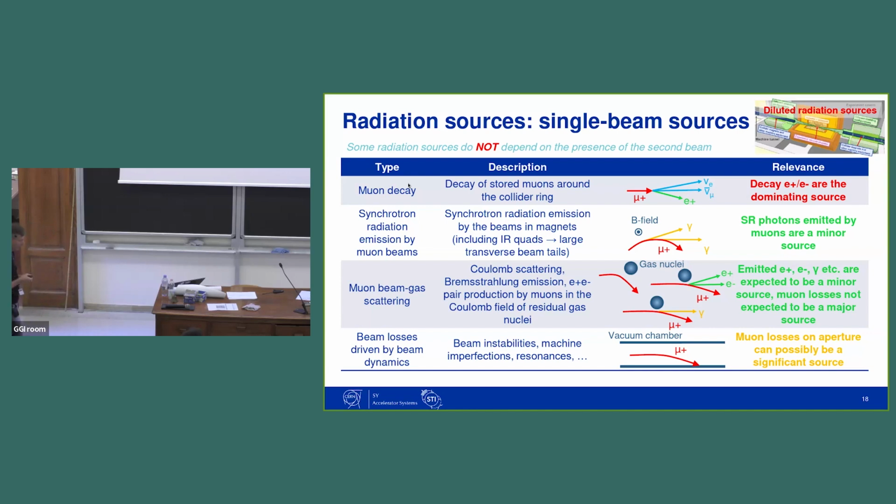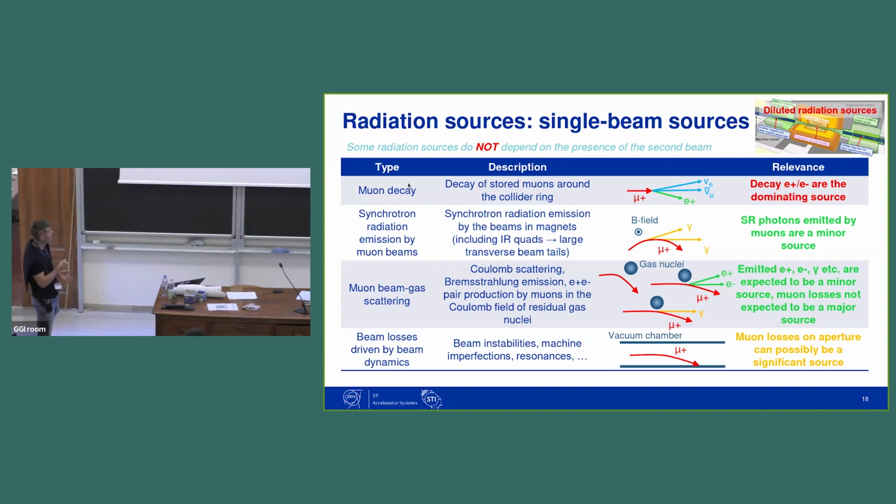Beam gas scattering. In a vacuum chamber, you never have perfect vacuum. You always have some residual gas. And the muon beams can now interact with this gas. It can be subject to Coulomb scattering. It can emit Bremsstrahlung photons, and they, of course, can also emit electron-positron pairs.